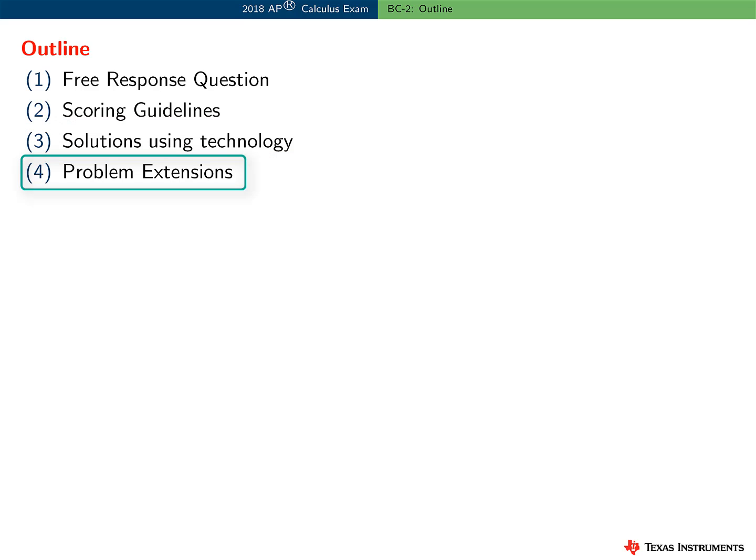And because the free response questions are usually very comprehensive, I'll suggest some problem extensions. These are additional AP Calculus type questions associated with the information given in the problem. And some of these questions may be calculator active.